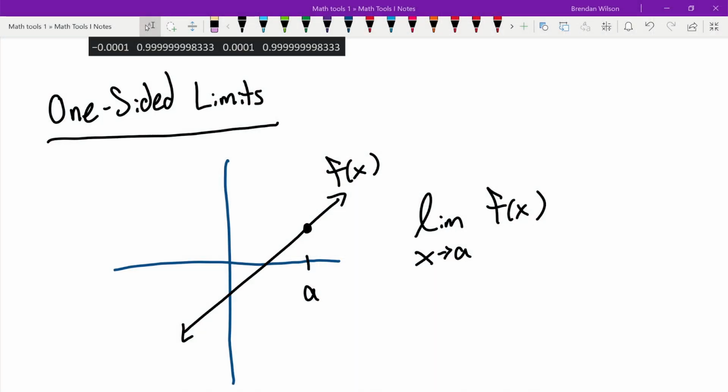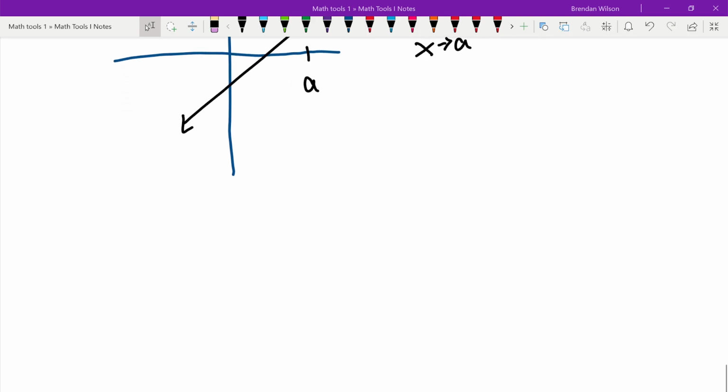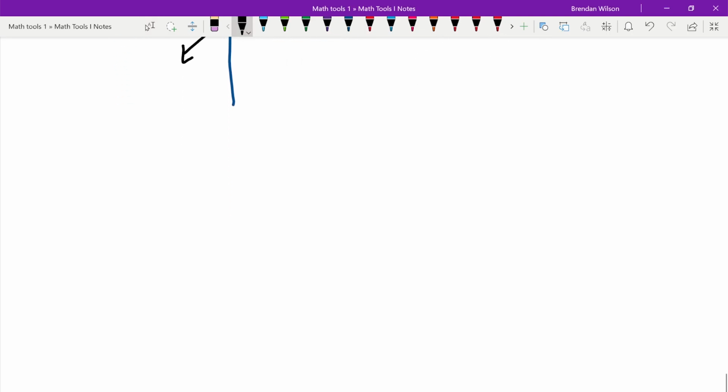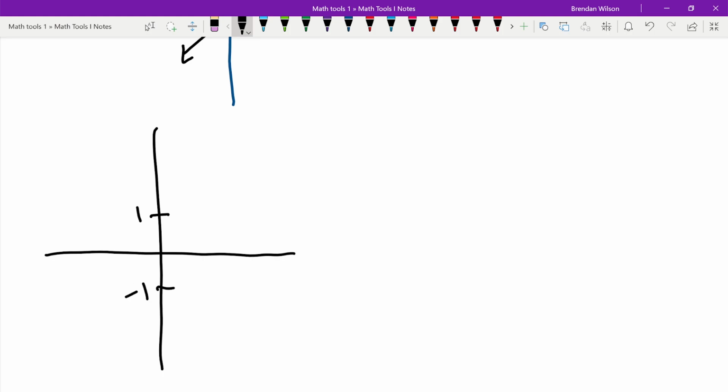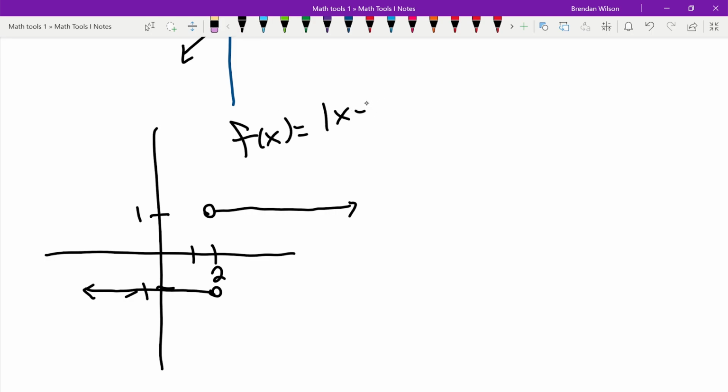So the way that we're going to write this, let me bring this graph onto here so that we can use it. This is 1, this is negative 1, this is 2. So we have this line right here and this line right here. Okay, so we let f of x be the absolute value of x minus 2 divided by x minus 2.